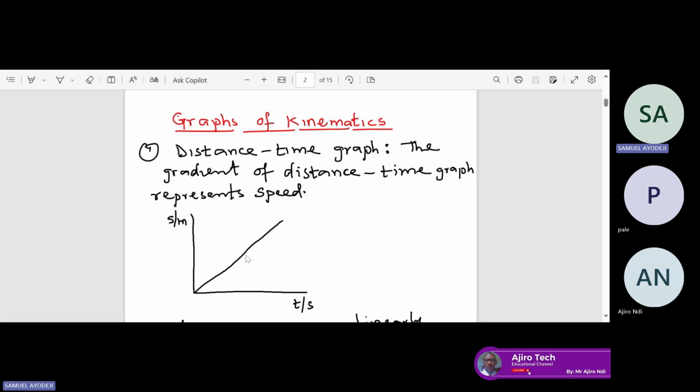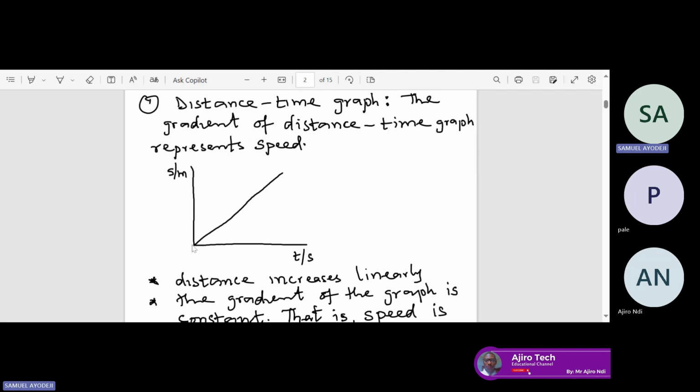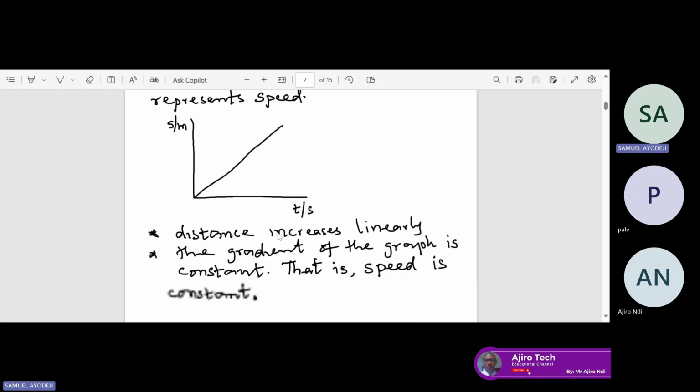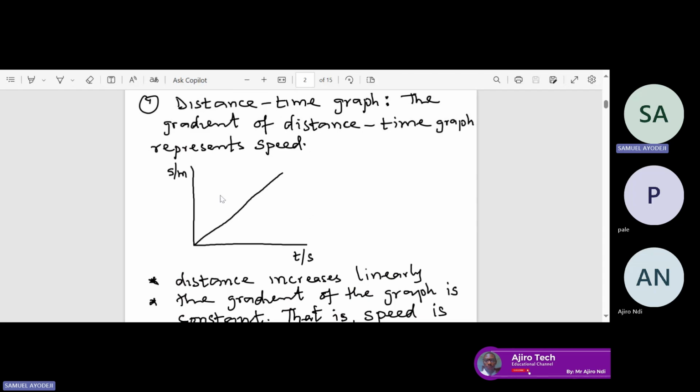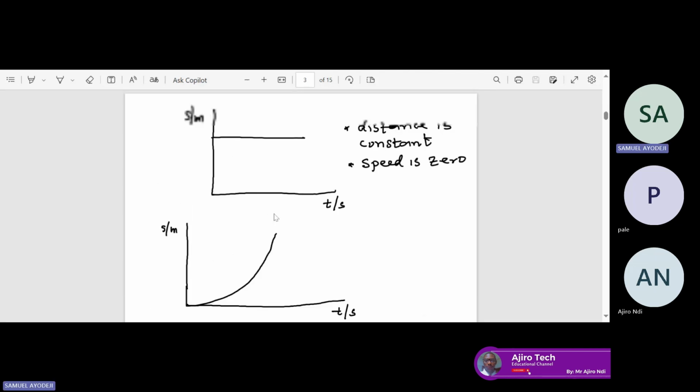So what happens in this kind of system? When you have this kind of graph, the gradient is constant. A straight line like this means a constant gradient, because distance is increasing linearly, at an equal rate. The gradient is the same at any point. So the gradient is constant, meaning that the speed is constant. This one represents a constant speed. Distance increasing linearly. Is that taken? Okay, fine.